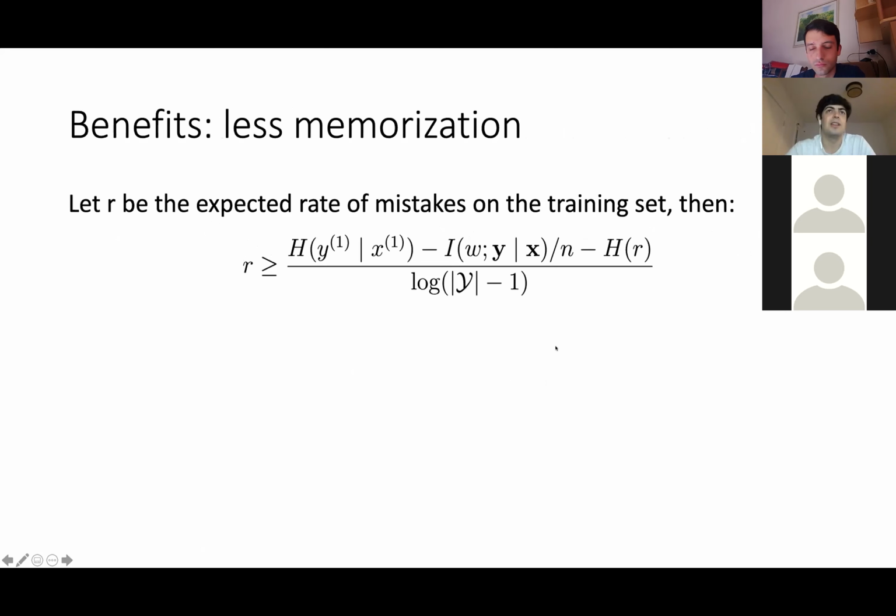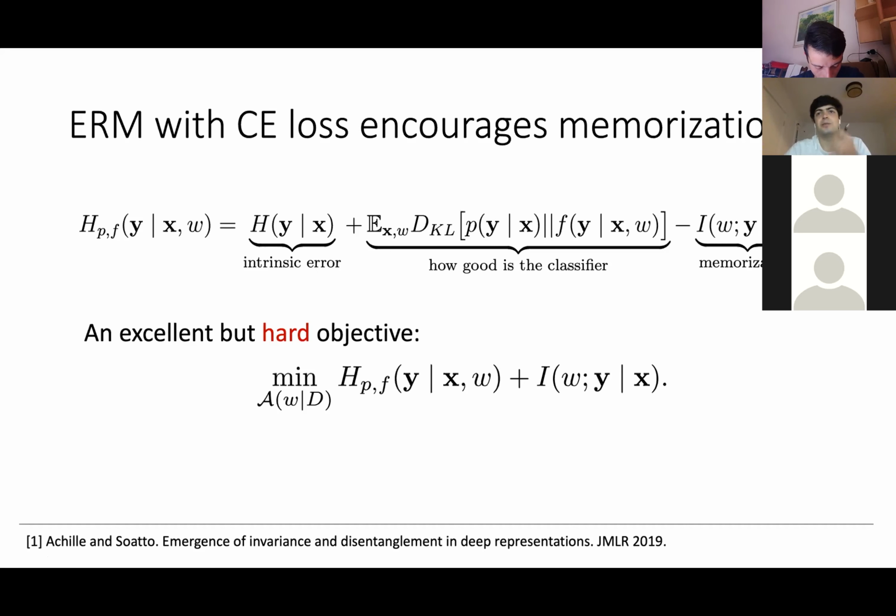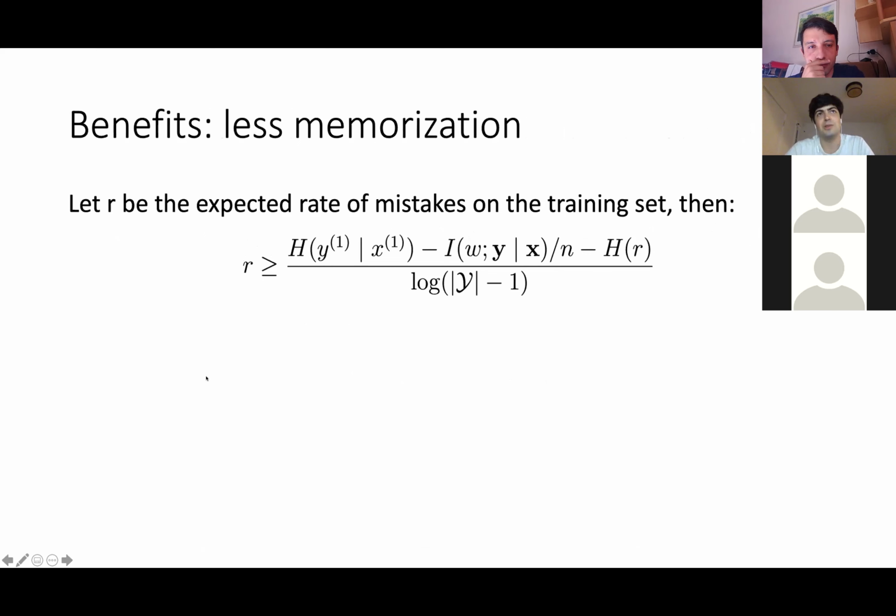So that would be the main technical component. I'll cover that, but let's see. Here I say it's a hard objective. I already gave reasons why it's hard. Let's understand why it's an excellent objective. There must be some benefits of minimizing that information term.